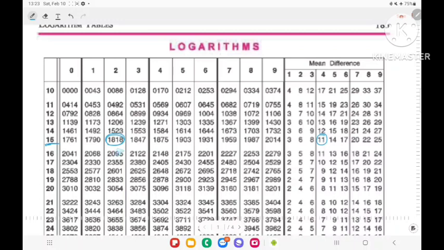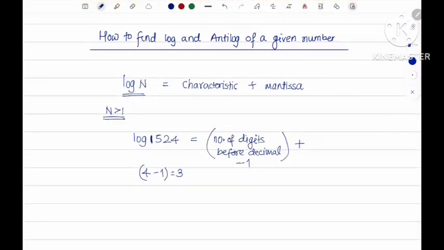So these two numbers we have to add to find mantissa. 1818 plus 11. This will become 1829. And we'll put a decimal here. So the log of 1524 becomes characteristic, that is 3, plus mantissa, which is 0.1829, which is equal to 3.1829. Okay, so this is the log of 1524.